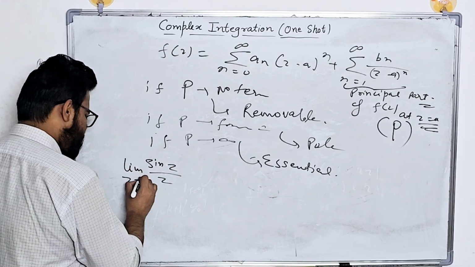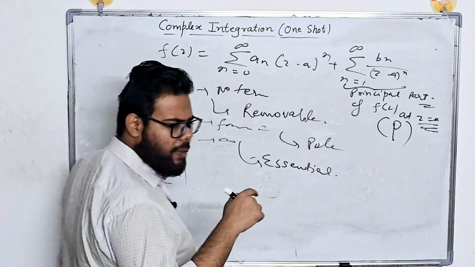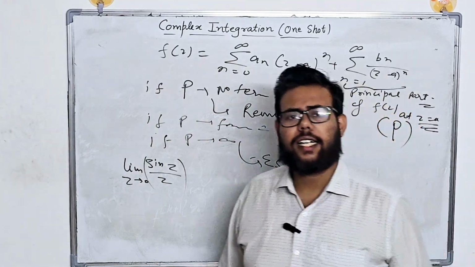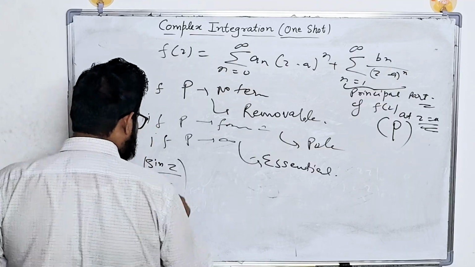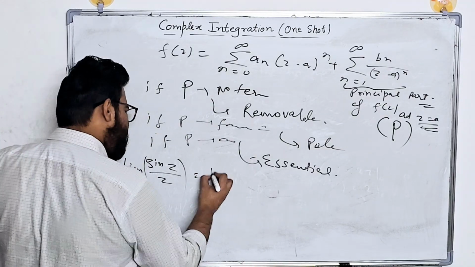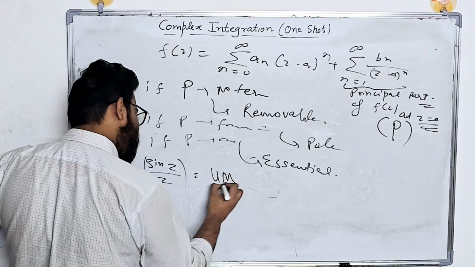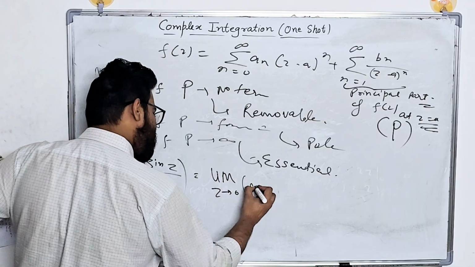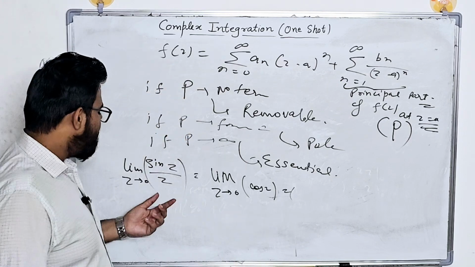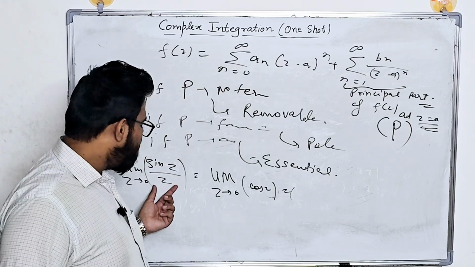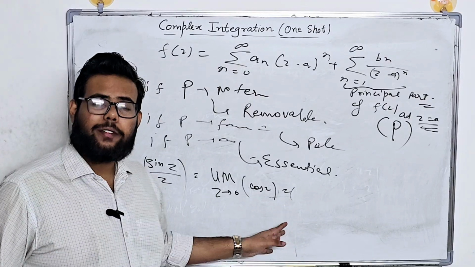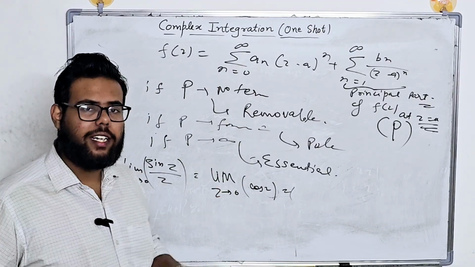Limit as z tends to 0, right? So of course it is 0 by 0, so there is a singularity at z equal to 0, right? But if you use L'Hospital's rule, then you will get limit as z tends to 0 of cos z, which is equal to 1. Hence this function has become analytic at z equal to 0, right? So it was a removable singularity.